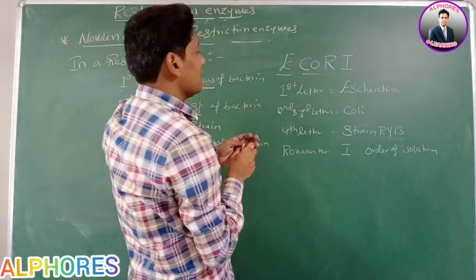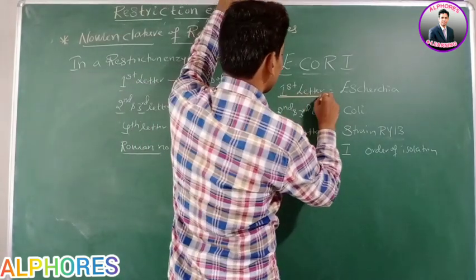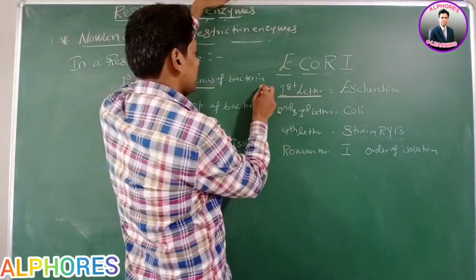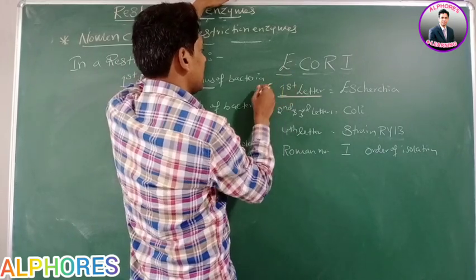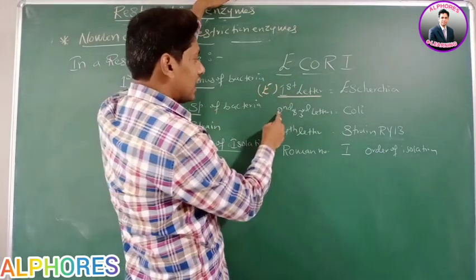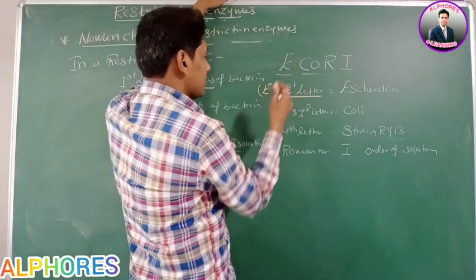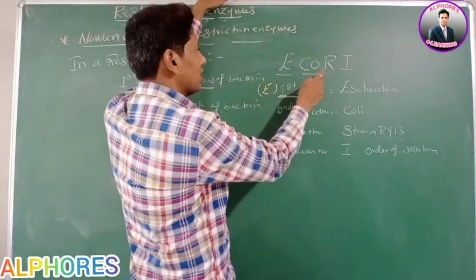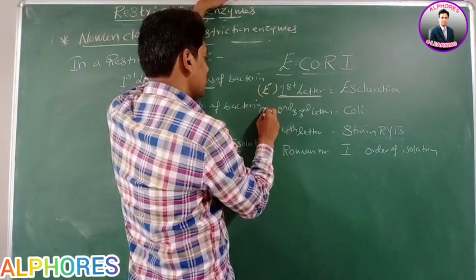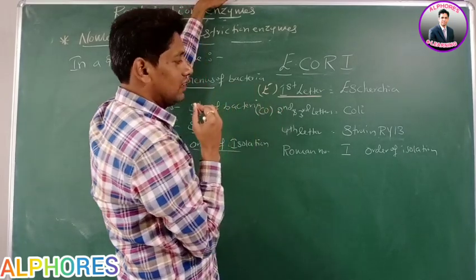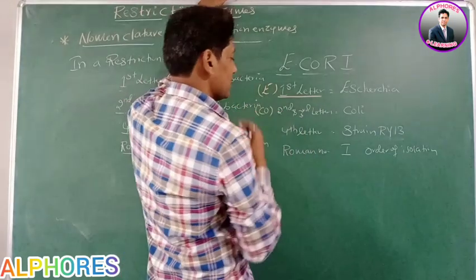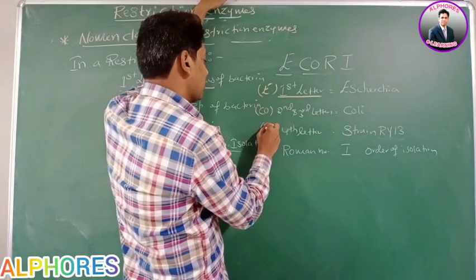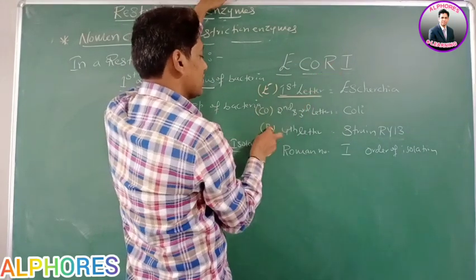Therefore, here what is the first letter? The first letter indicates genus. What is the first letter in this enzyme name? E. Second letter and third letter: C, O. Therefore, C, O, the second and third letters, indicate what? Species. Fourth letter, what is that fourth letter here? R. R is the fourth letter.